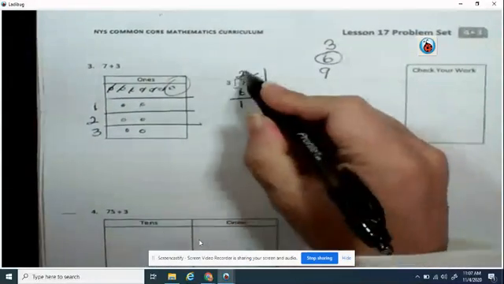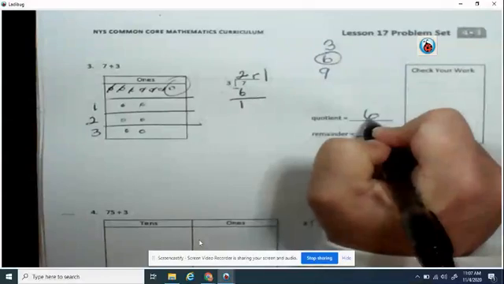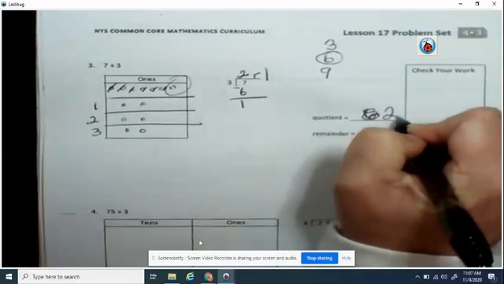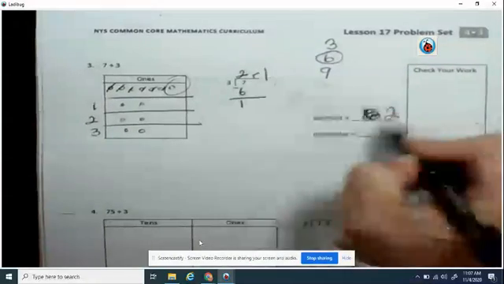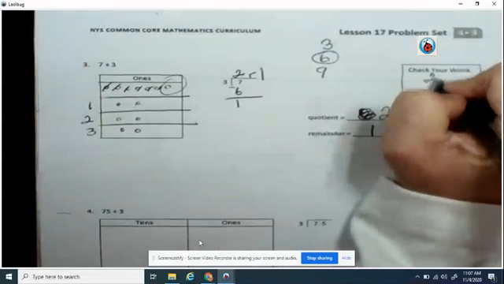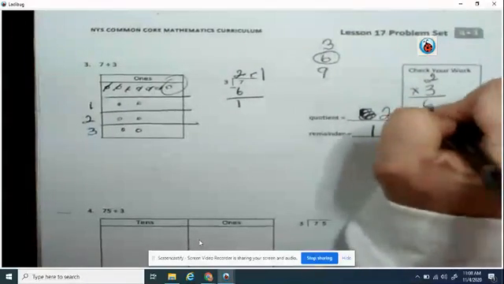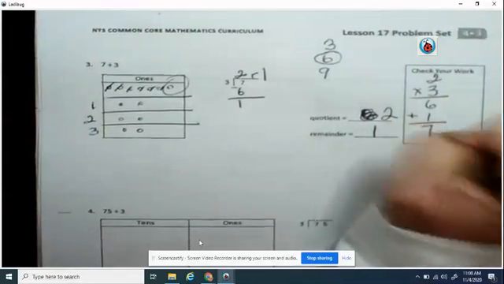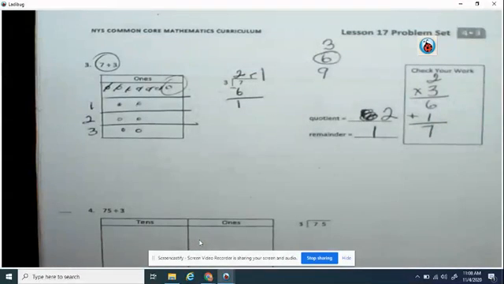So 2 times 3 is 6. My quotient is 2, and my remainder is 1 over here. 2 times 3 is 6, plus my 1 more gives me 7, and I'm right back where I started at 7.